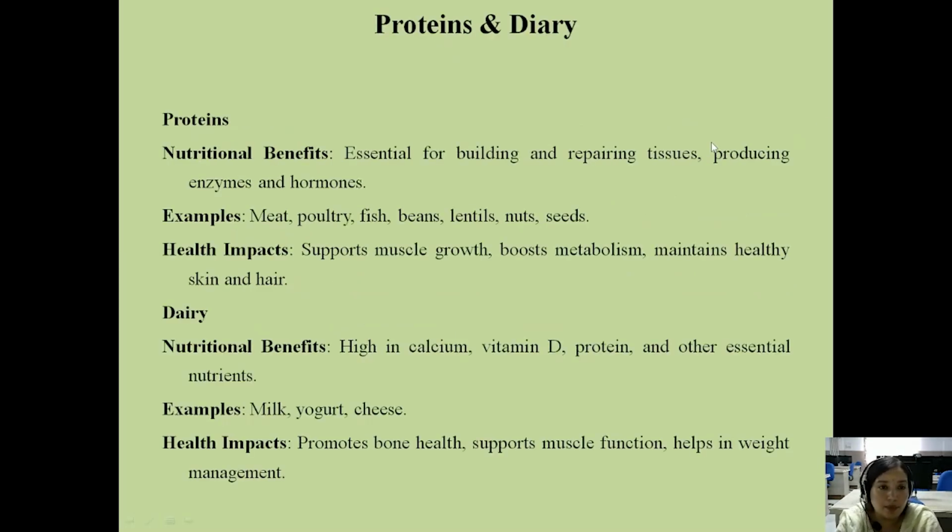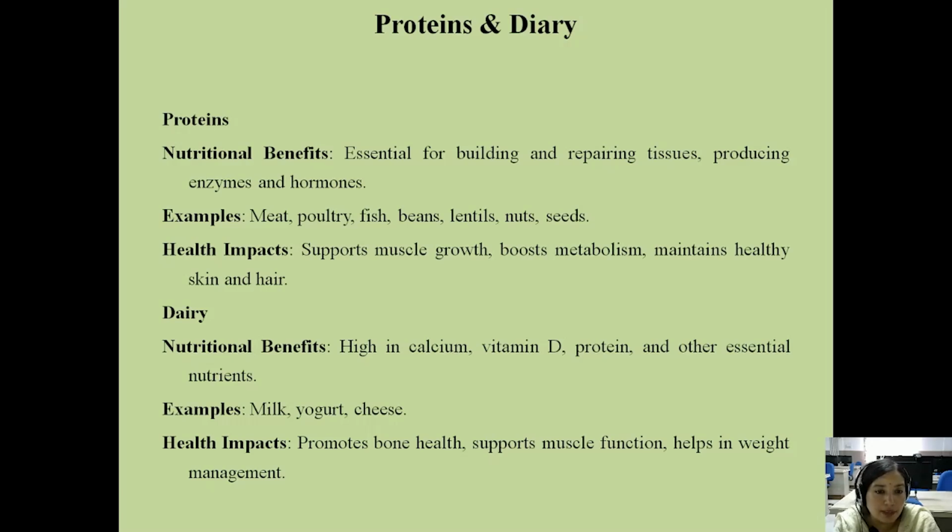Proteins and dairy. Proteins are essential for building and repairing tissues and producing enzymes and hormones. Examples: meat, poultry, fish, beans, lentils, nuts, and seeds. Health impacts: they support your muscle growth, boost your metabolism, and maintain healthy skin and hair. If you take protein, it is essential for building and repairing your body tissues and producing enzymes and hormones.